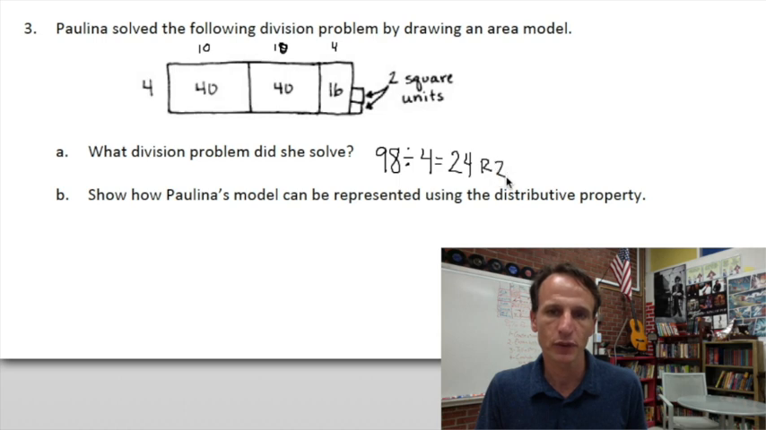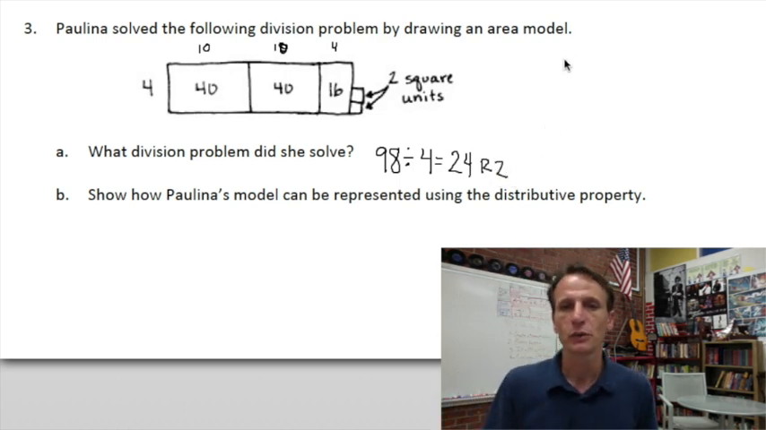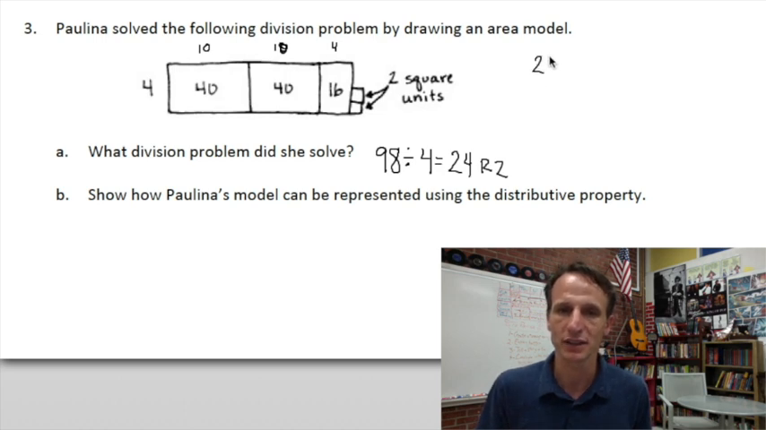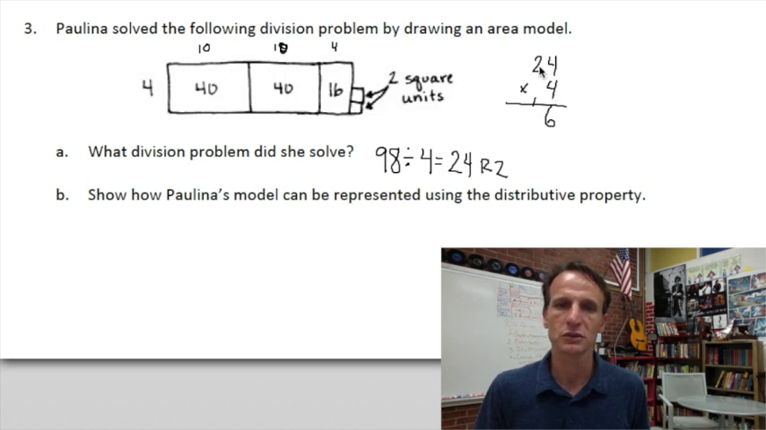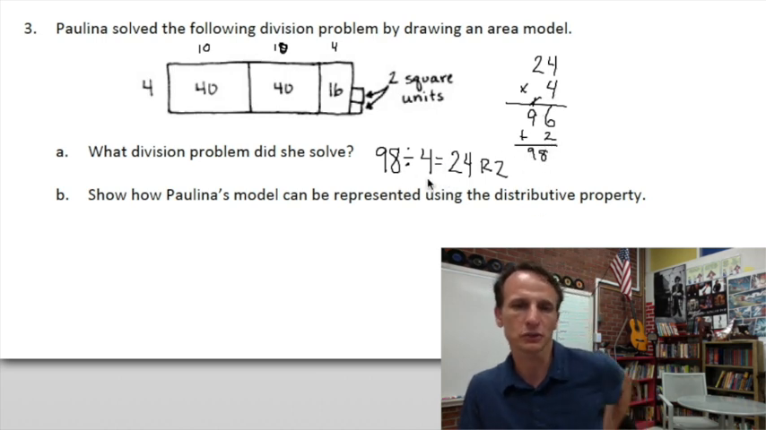In fact, if we want to really earn our membership to Overachievers Anonymous, we can go ahead and check this answer to make sure we are correct by taking the 24, multiplying it by 4. 4 times 4 is 16. Place the 6, regroup the 1. 4 times 2 is 8, plus 1 is 9. And then we have a remainder of 2. And of course we get 98, which is what we started with. So it checks out our solution there.